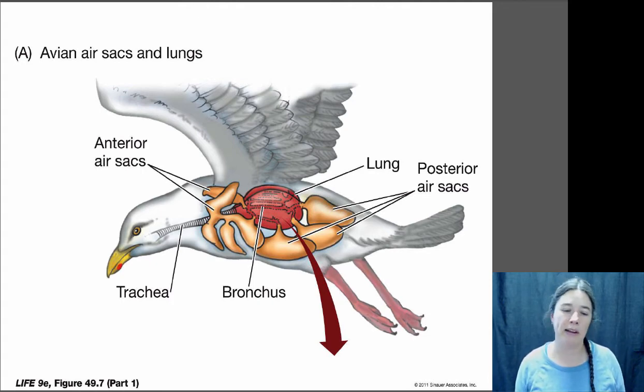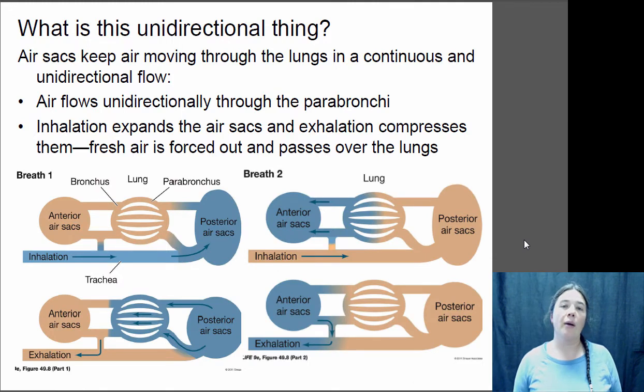So they've got posterior air sacs towards the back of the body, anterior air sacs towards the front of the body, and they have their lungs. So what happens when a bird breathes in is the first thing that happens is it goes to the posterior air sac. So it goes to the air sacs at the back of the body. Then when they breathe out, it moves from those posterior air sacs into the lungs.